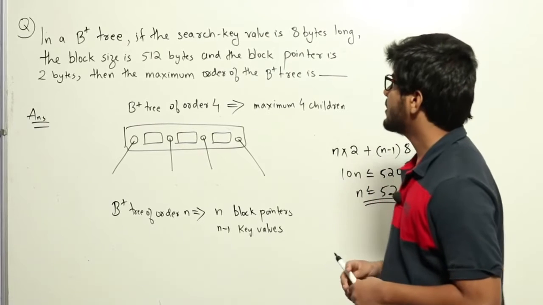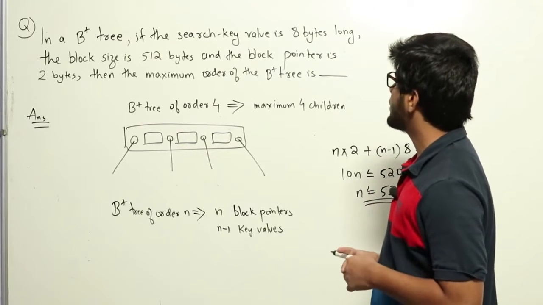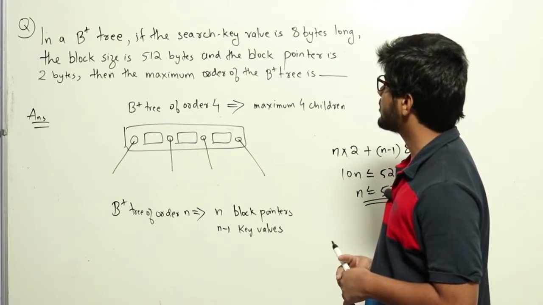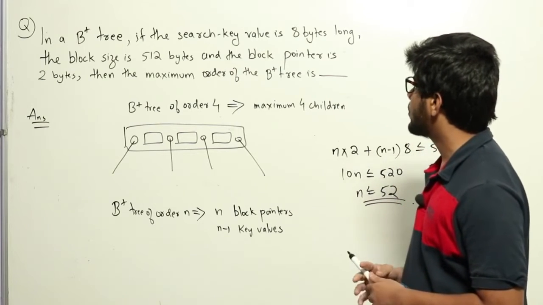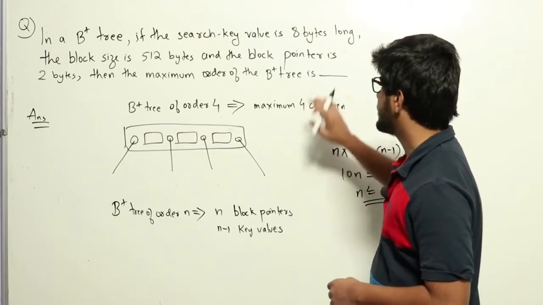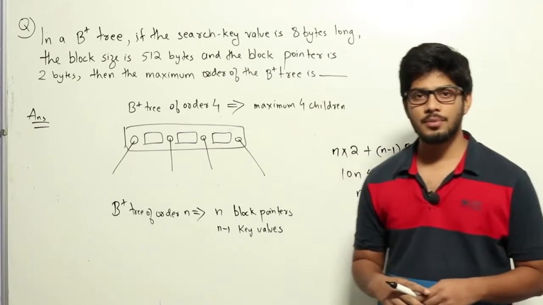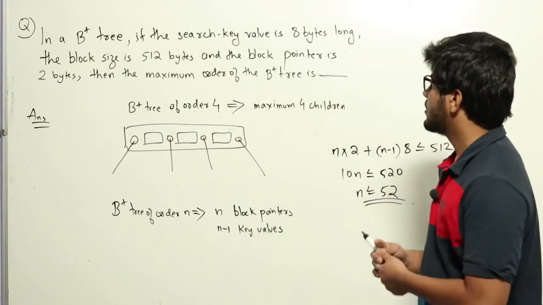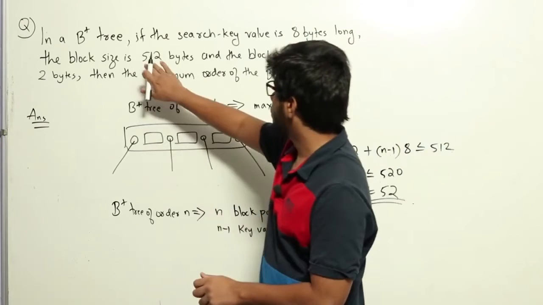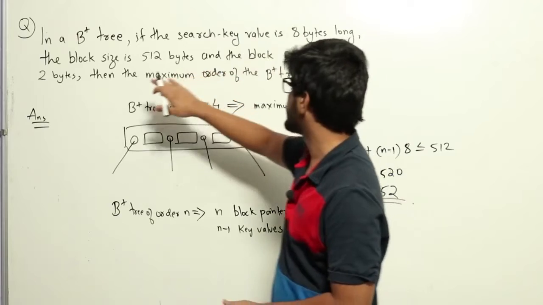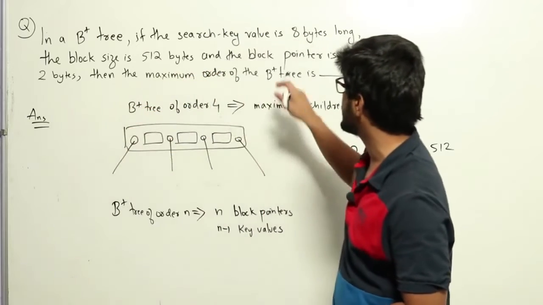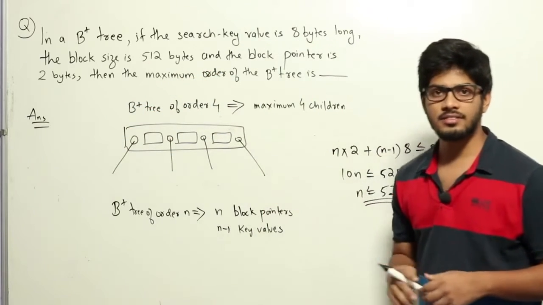In a B plus tree, if the search key value is 8 bytes long, the block size is 512 bytes and the block pointer is 2 bytes, then the maximum order of the B plus tree is dash. So this is a question coming from DBMS regarding B plus trees. We have been given a block in a B plus tree, and the search key value is 8 bytes and the block pointer is 2 bytes. If that's the case, what the maximum order of the B plus tree is, that's what we need to find out here.